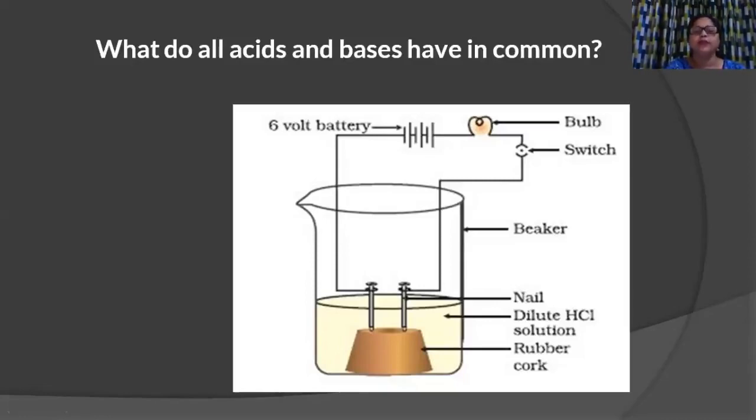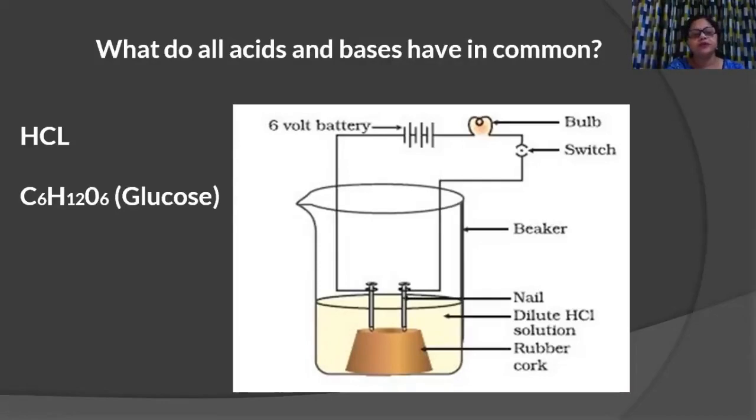What will happen if in place of HCl we take any other substance like glucose? Glucose has the formula C6H12O6, and we can get glucose solution by dissolving glucose powder in water. So we will place some amount of glucose solution in this beaker in the second setup. Here you will observe that when we put glucose in this beaker, the bulb will not glow.